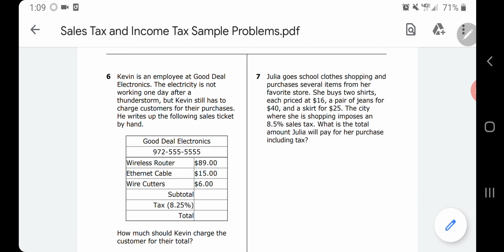Next thing. Julia goes clothes shopping and purchases several items from her favorite store. She buys 2 shirts, each price is $16, a pair of jeans for $40, and a skirt for $25. The city where she is shopping imposes an 8.5% sales tax. What is the total amount Julie will pay for the purchase, including tax? So we first need to find the subtotal of the 2 shirts, the jeans, and the skirt.